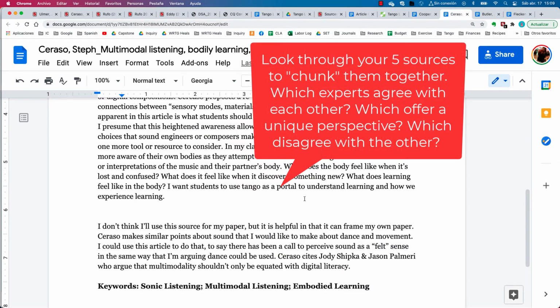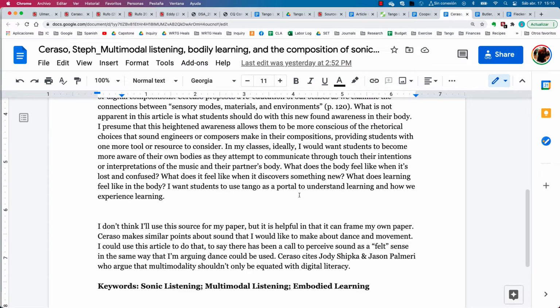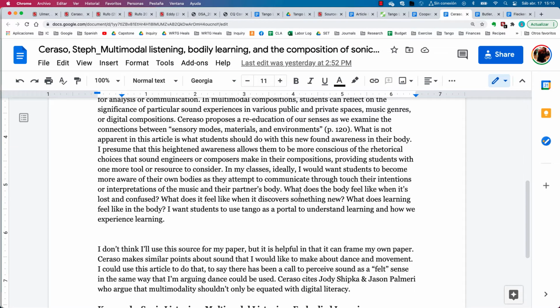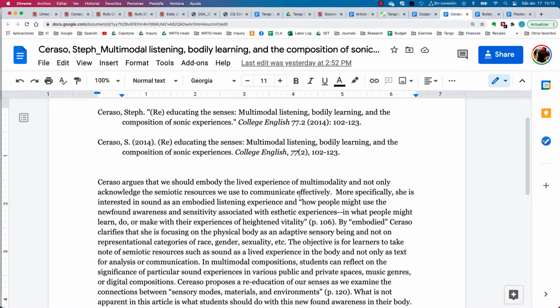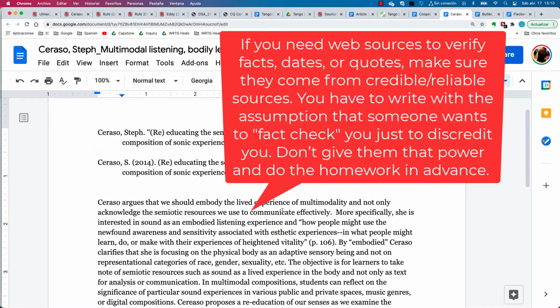So here are a few others that I did. In each instance, I'm trying to find those patterns. In some, we want to look for where these experts agree, where they expand on each other's work or contrast each other's work. So we're moving away from the kind of research that you're used to doing, possibly in high school, maybe even in other college classes, where it's all about just cherry-picking quotes. It's not about cherry-picking facts and dates and quotes.